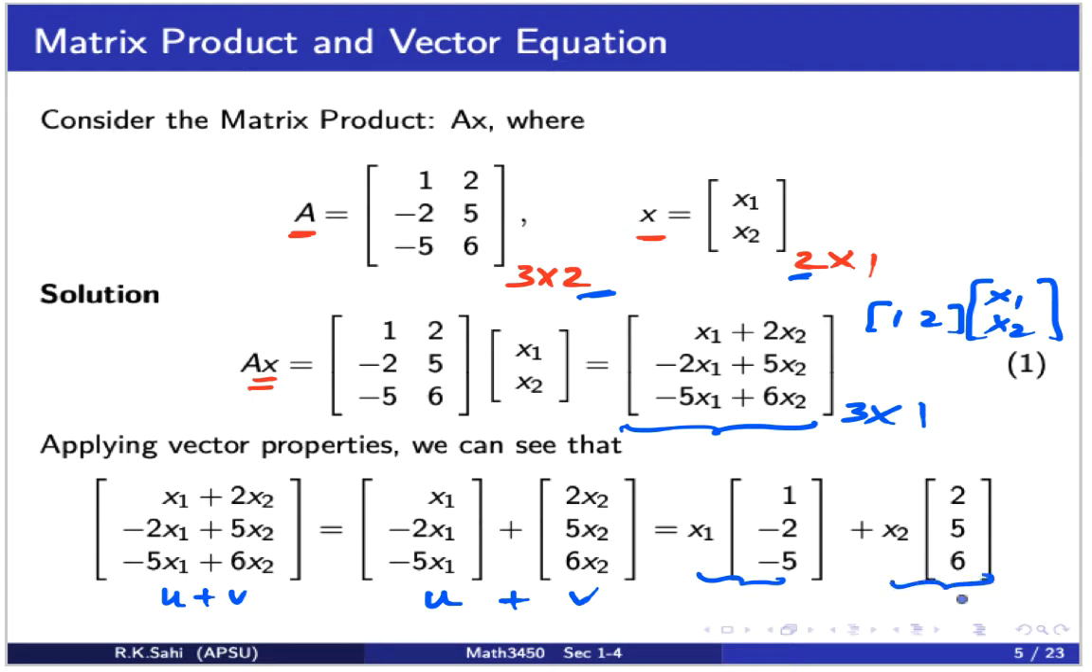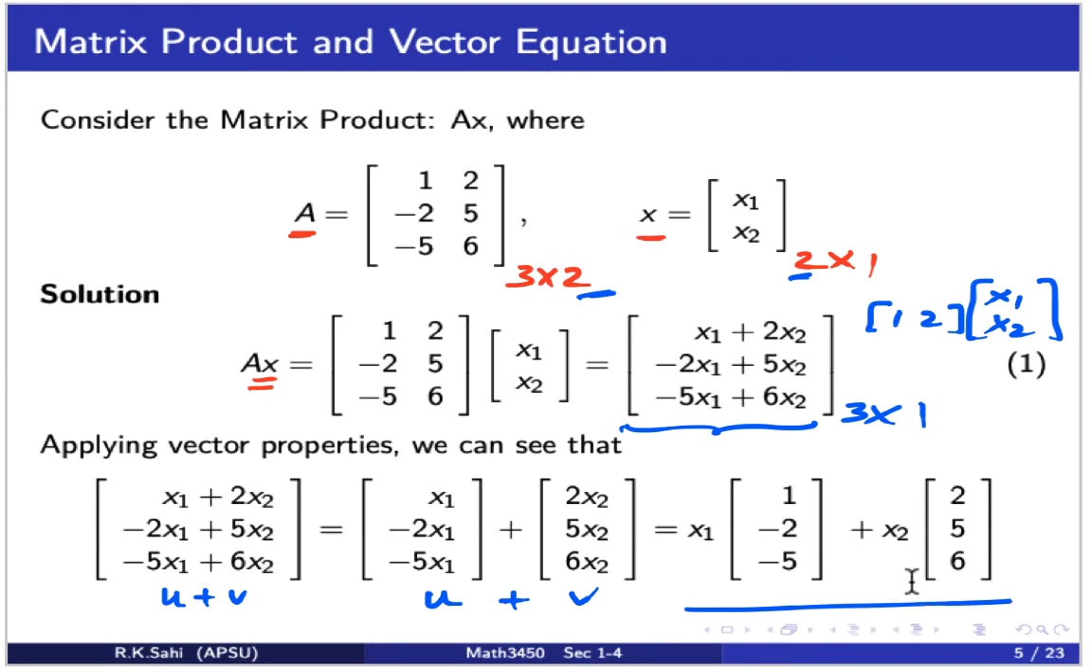So notice this. We started with the matrix product, and the matrix product is basically giving us a linear combination of the vectors. And what are these vectors? The first vector, 1, minus 2, and minus 5, is nothing but the first column of the matrix A, and the second vector, 2, 5, and 6, is basically nothing but the second column of A. So your matrix product can be written as a linear combination of the columns of A.